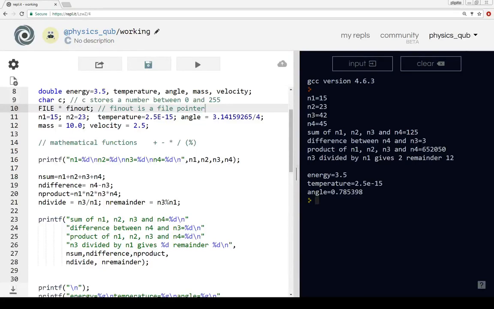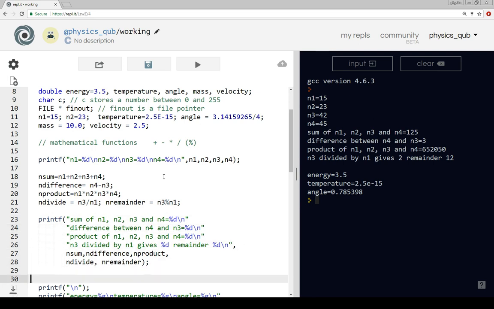Okay, so in the last video we were thinking about integer arithmetic. Now we're going to think about doing some maths with real numbers, with doubles. Since last time I've added mass and velocity. And so we're going to do a couple of things.